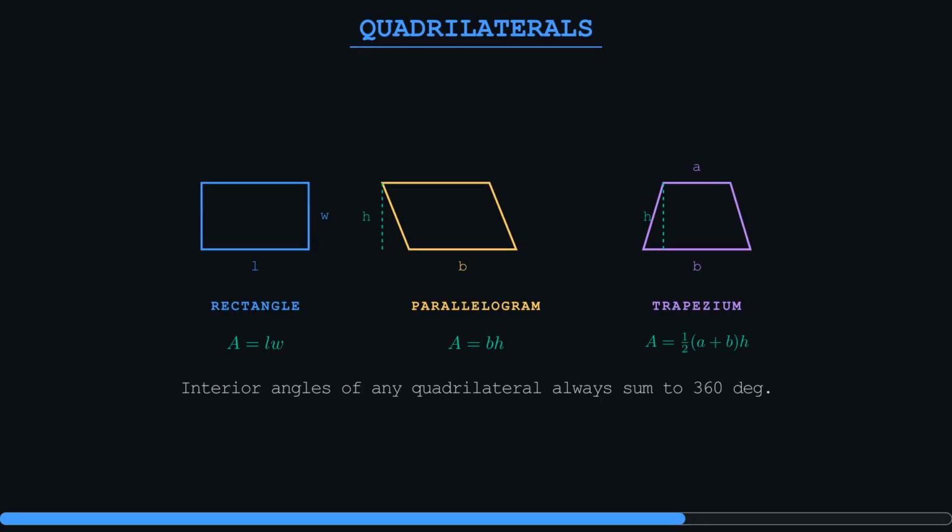For a rectangle, area equals length times width. For a parallelogram, area equals base times height. For a trapezium, area equals 1/2 the sum of the two parallel sides times the height. The interior angles of any quadrilateral always add up to 360 degrees.